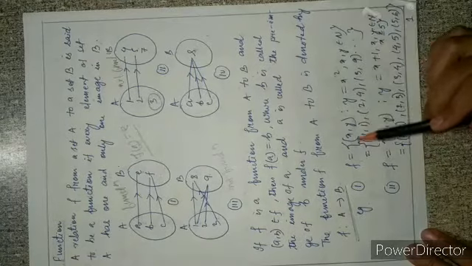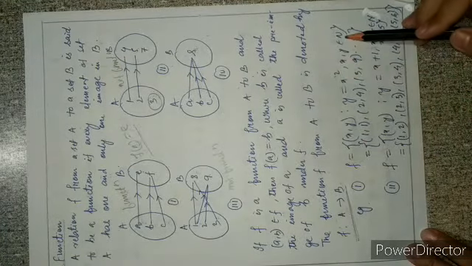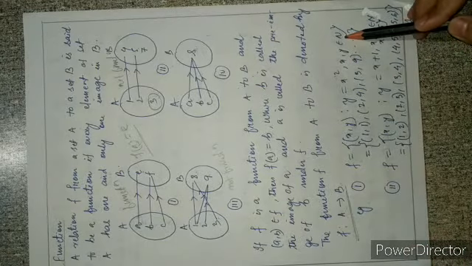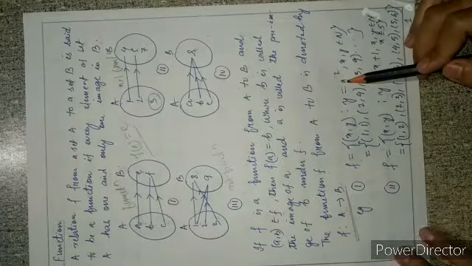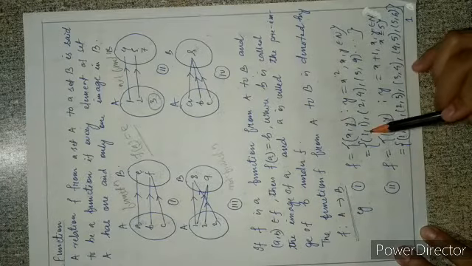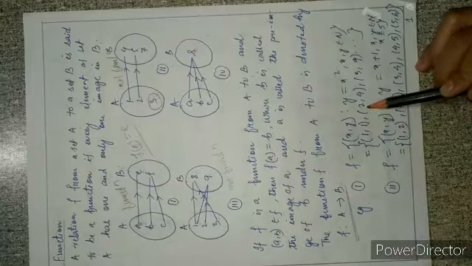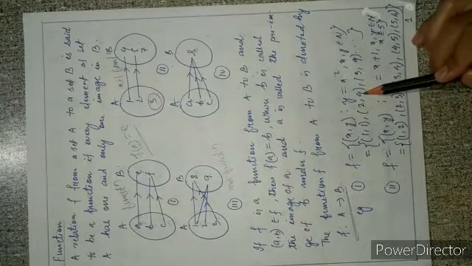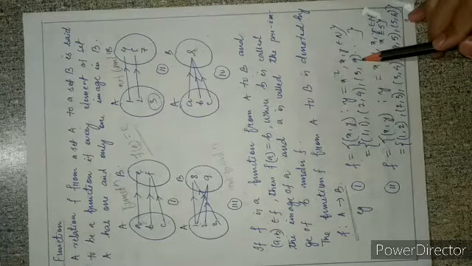If we have a relation with ordered pairs (x, y) where y is equal to x squared, where x and y belong to natural numbers, x and y are any natural numbers, and the second element is the square of the first component, then all the ordered pairs belonging to this relation f will be: if x is equal to 1, y is equal to 1 squared; if x is equal to 2, y is equal to 2 squared, which is 4; if x is equal to 3, then 3 squared is equal to 9.